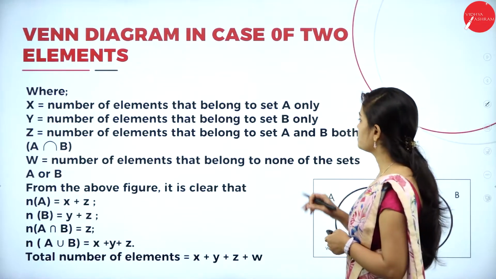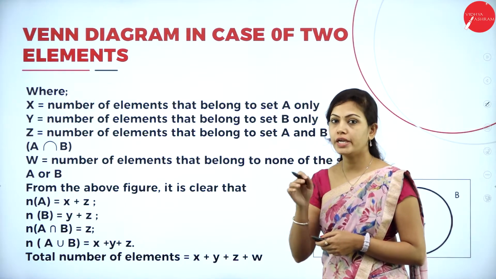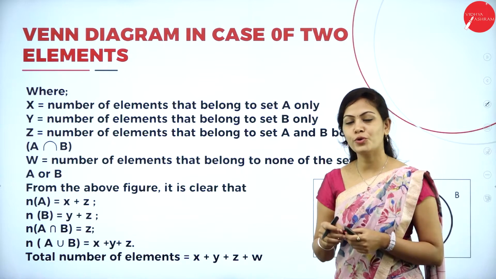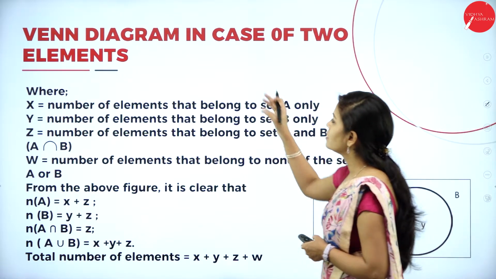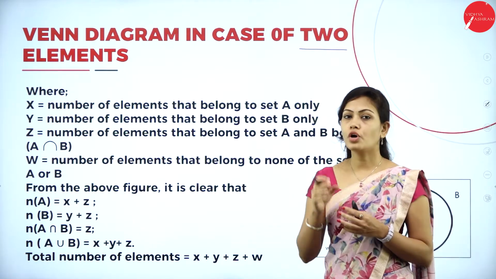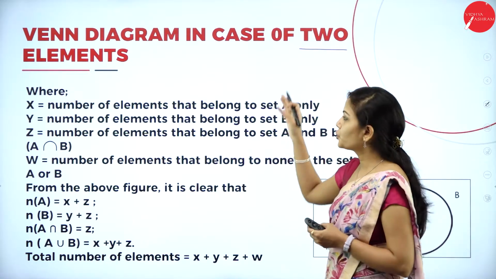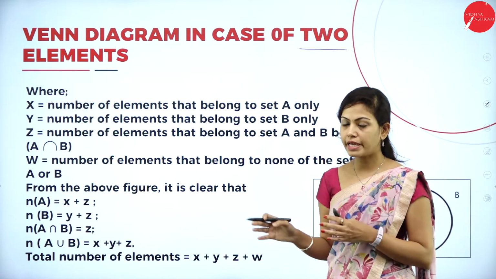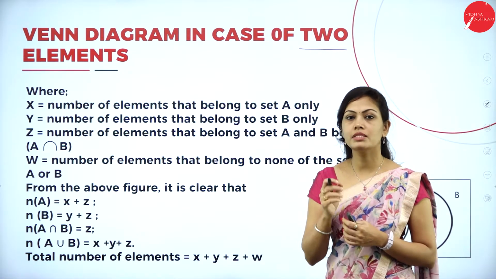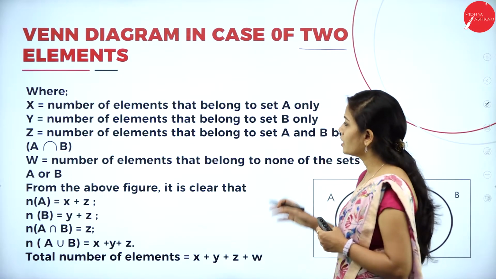Very simple concept. First understand the concept of Venn diagram for 2 elements and 3 elements. Easily you can score in Venn diagram. So Venn diagram in case of 2 elements. So how to write the Venn diagram for 2 elements? First I will explain for 2 elements and next I will discuss the 3 elements Venn diagram.